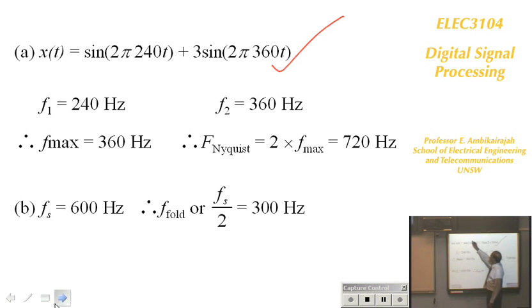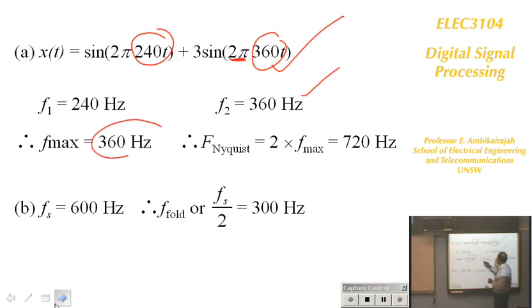Find out the frequency. The first frequency is 2400 because 2 pi is here. The second is 3600. So the maximum frequency is 360, so 2 times that has to be 720.